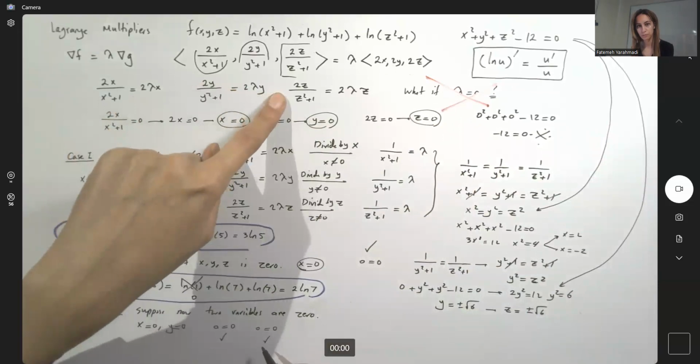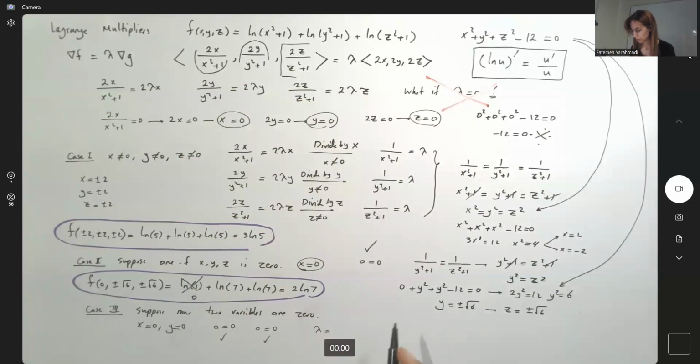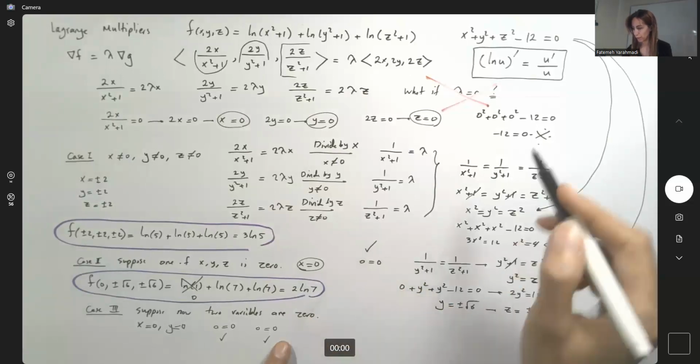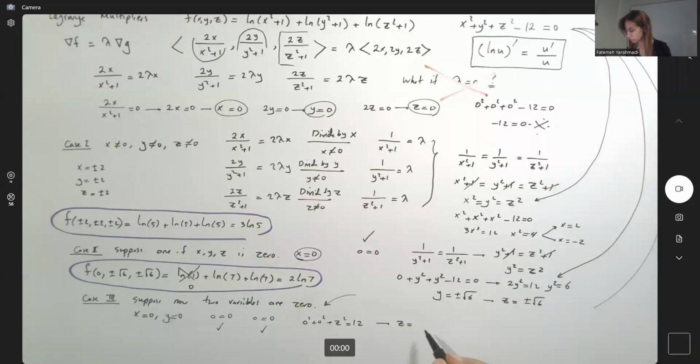No issue there. Here, your lambda is equal to, we can take a look at this, 1 over z squared plus 1, but it doesn't give me any meaningful information. I'm going to go back to my constraint here, and I see 0 squared plus 0 squared plus z squared is equal to 12. So z is plus minus square root of 12. Let me move this a little bit up. Perfect. So now z is plus minus square root of 12. My x and y are both equal to 0.